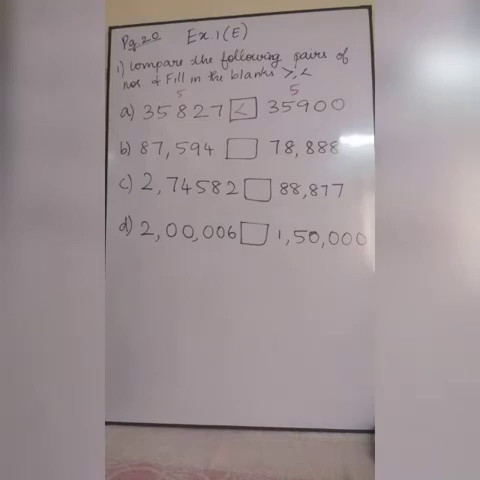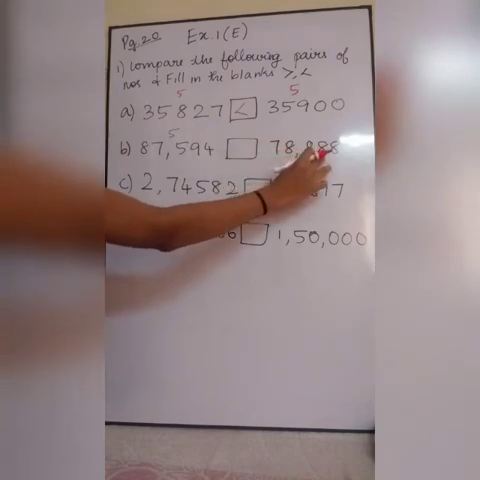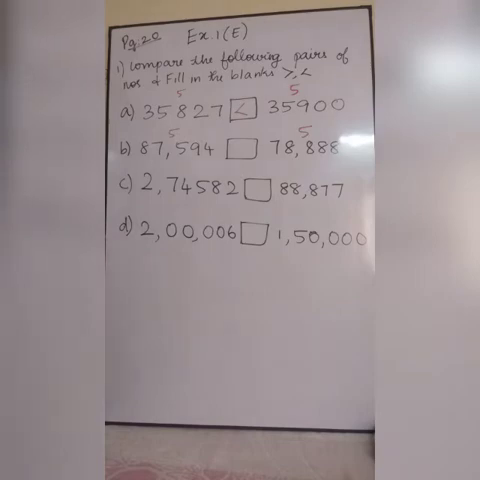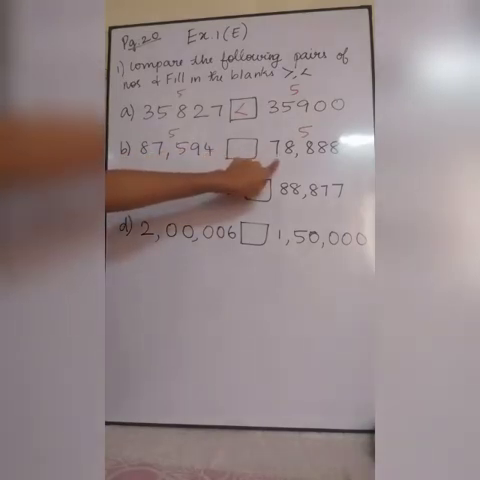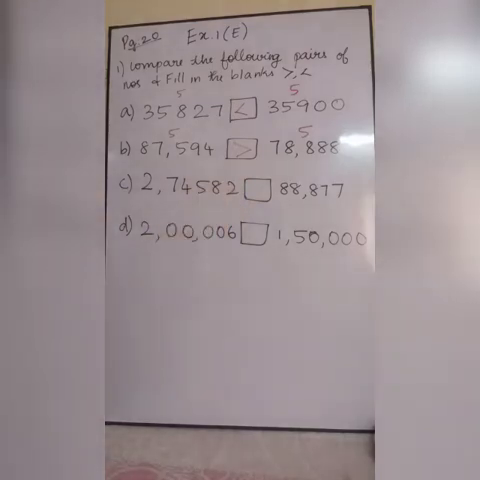Okay, next. 1 2 3 4 5. 1 2 3 4 5. So now both have the same number of digits. So what should I do? I should start from the left side. 8 7. So which is greater? 8. So this number is greater than that number.